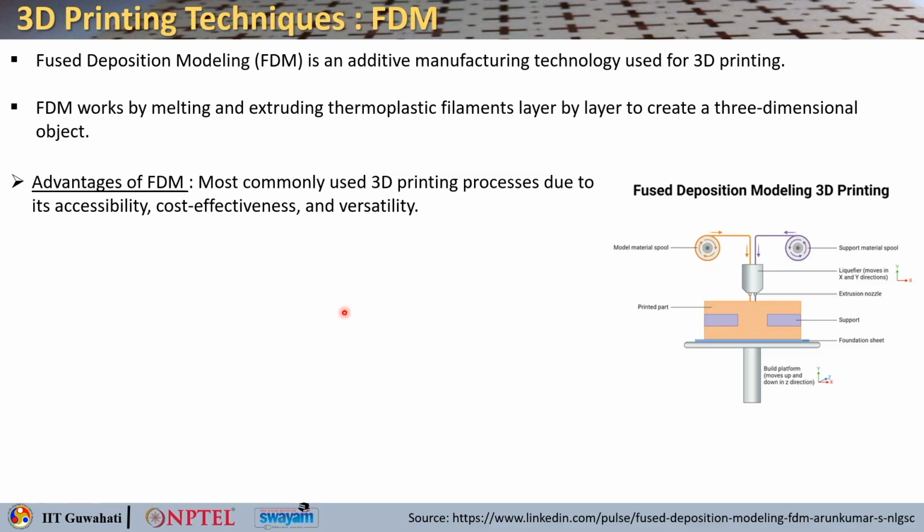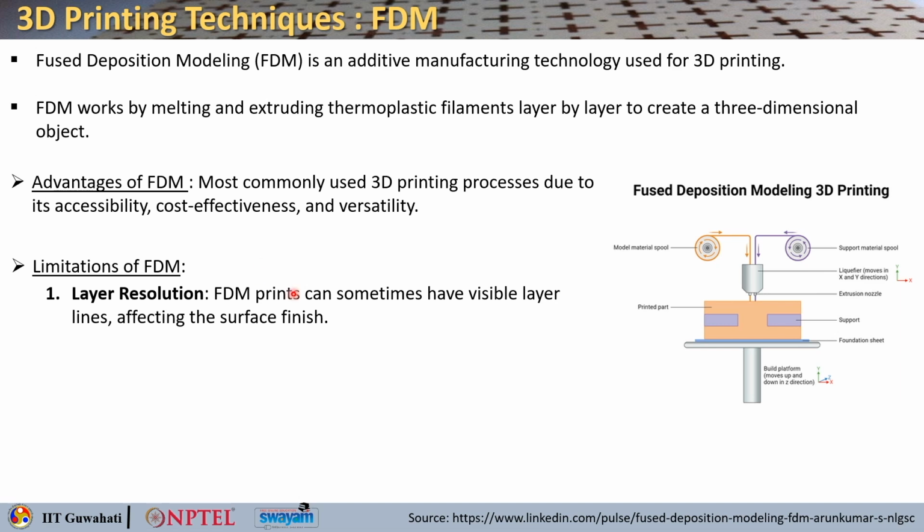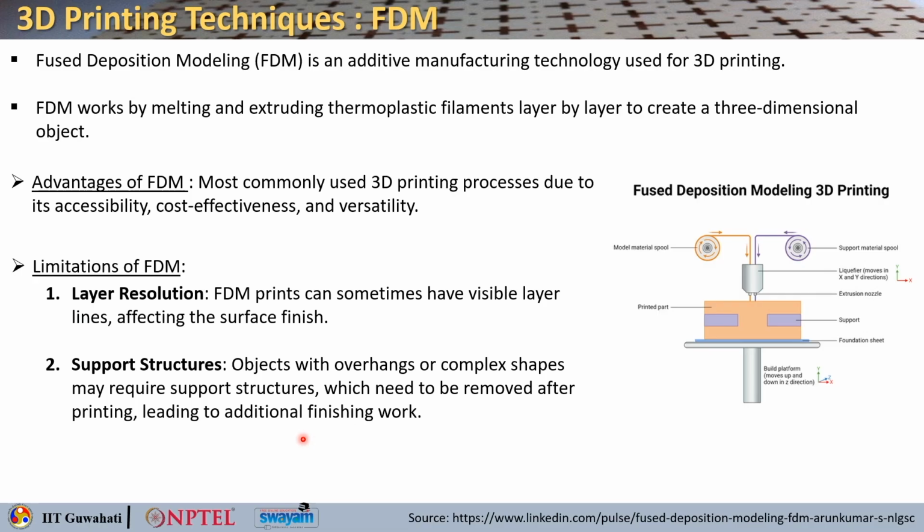So, the advantages, as you can think of, is that it's using 3D printing method. So, it is more accessible, cost effective and versatile. However, there are some limitations. The first one is the layer resolution. FDM prints can sometimes have visible layer lines, affecting the surface finish, and also there may be some support structures, something like objects with overhangs or complex shape that may be required to support the structure, which need to be removed after printing. So, you need to do some additional finishing work to come up with the final product.